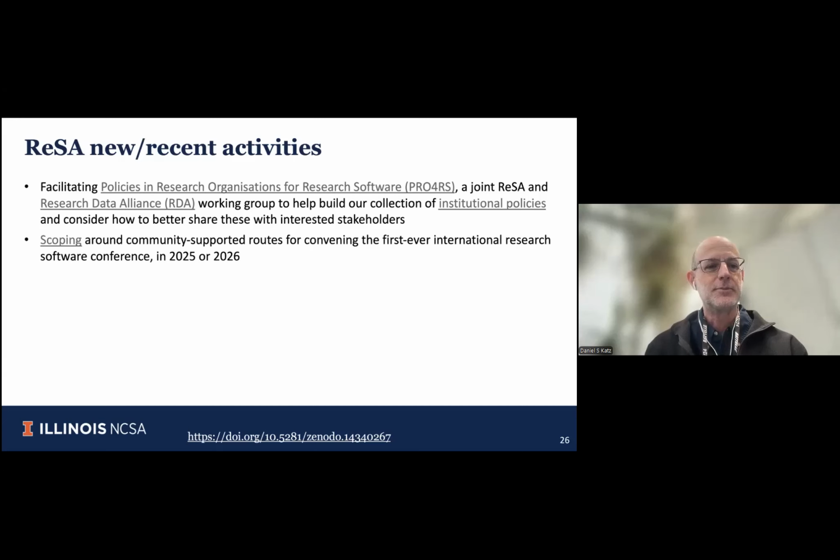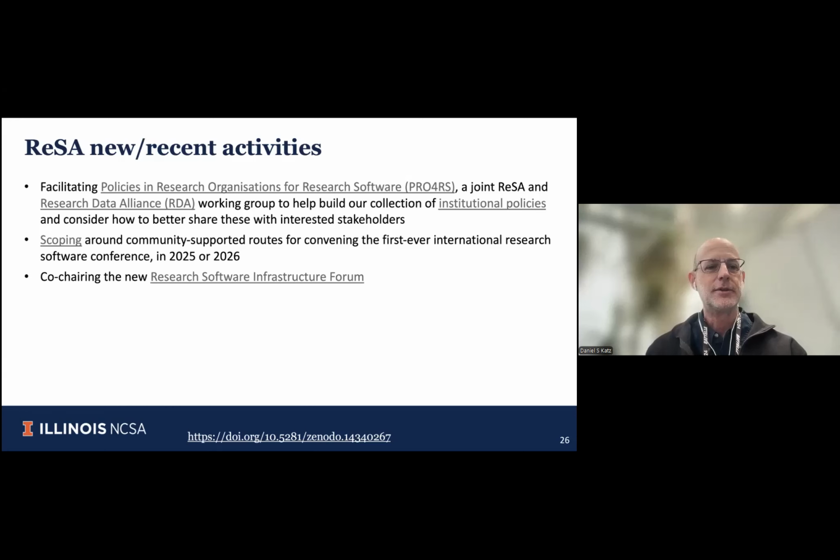We are doing some scoping right now for a community-supported potential international research software conference next year or the year after. There isn't really a single one. There's a bunch of different ones, and we're starting to look at whether it would make sense for there to be a conference where different organizations come together, in addition to all of the existing conferences that are focused on a particular topic.